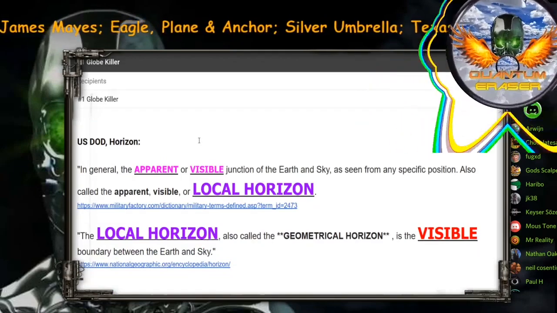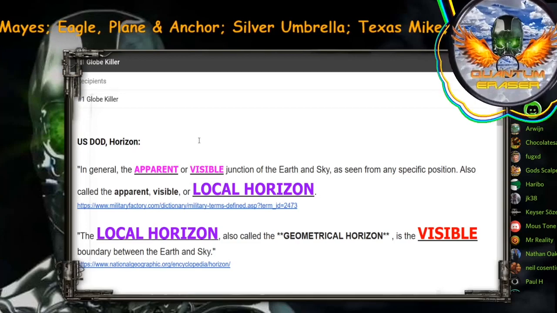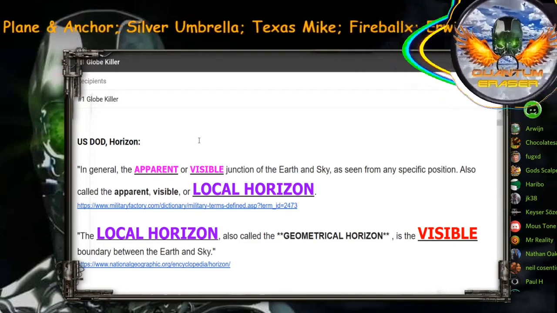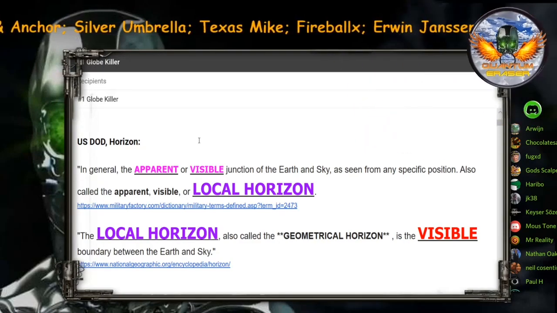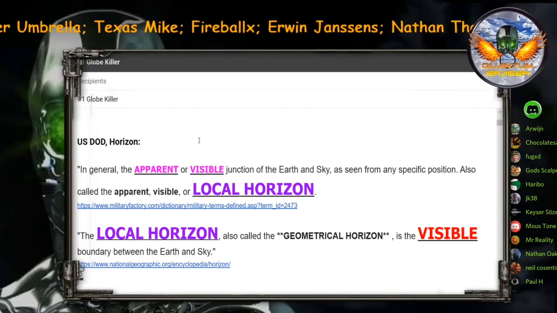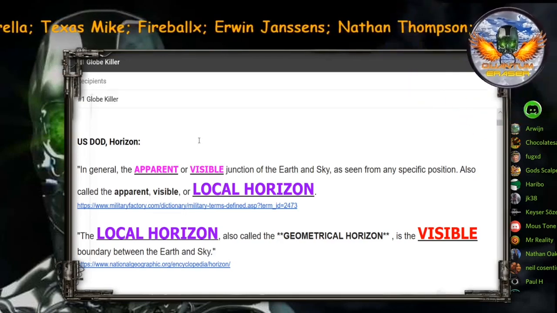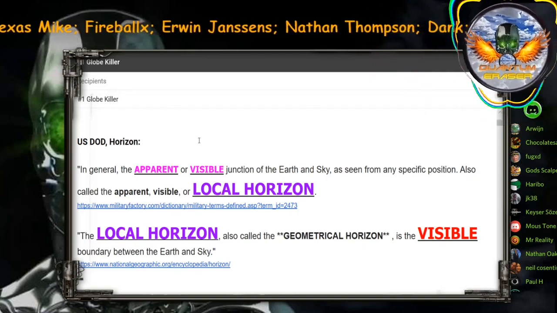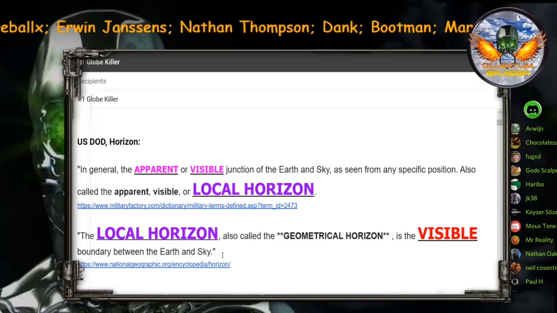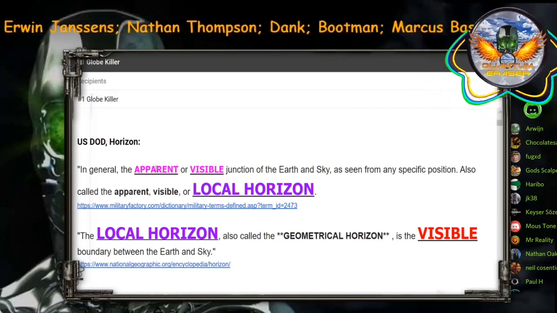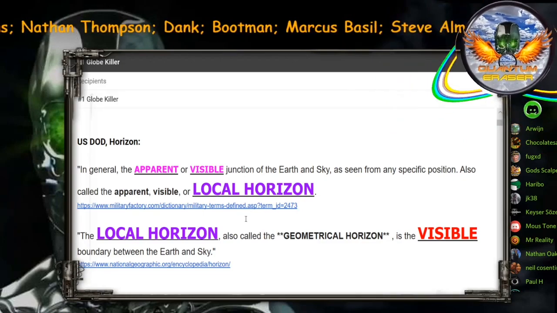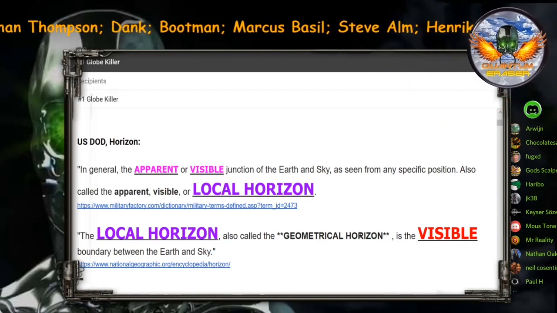From the US DoD, horizon: in general, the apparent or visible junction of the Earth and sky, as seen from any specific position. Also called the apparent, visible, or local horizon. What's the local horizon? Pray tell. From National Geographic, the local horizon, also called the geometrical horizon, is the visible boundary between the Earth and sky. So, the geometrical horizon is apparent and visible because it's the local horizon. The local horizon is the geometric horizon. See how I did that?